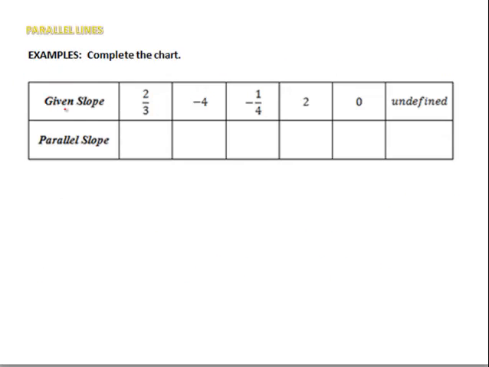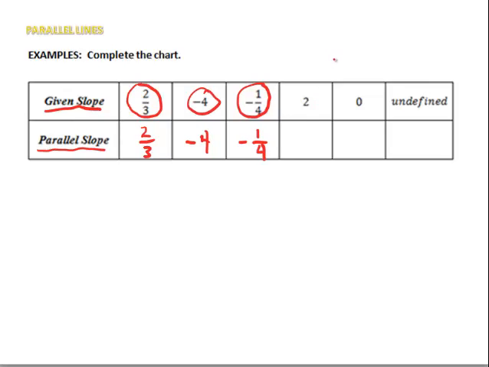So I've got a line with a given slope, and I want to look at a line that has a slope that's parallel to that. If a line has a slope of 2/3, a line that's parallel to that also has a slope of 2/3. A line that has a slope of -4, a line that's parallel to that has a slope that's also -4. A line that has a slope of -1/4, a line that's parallel to it has a slope that's -1/4.